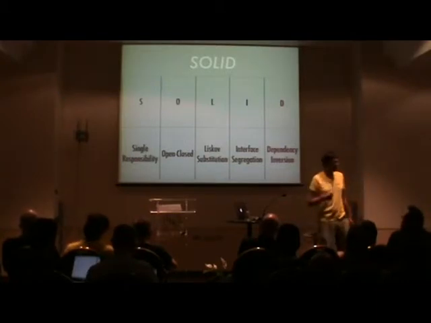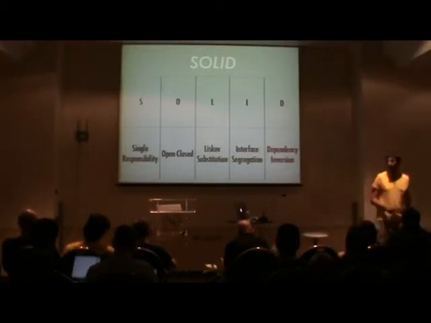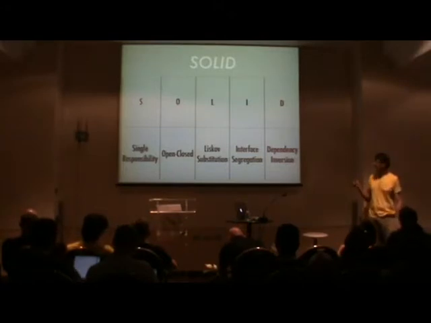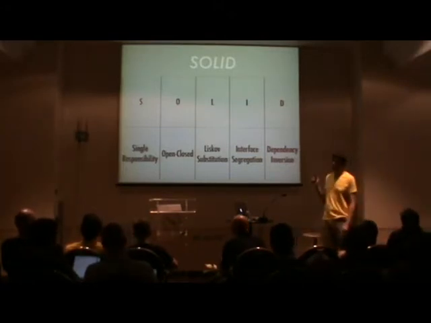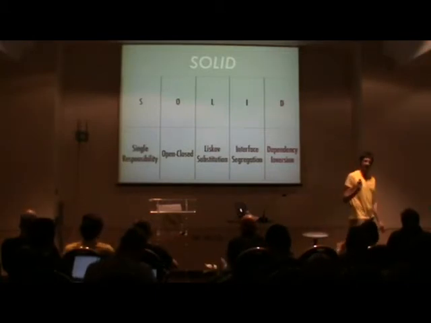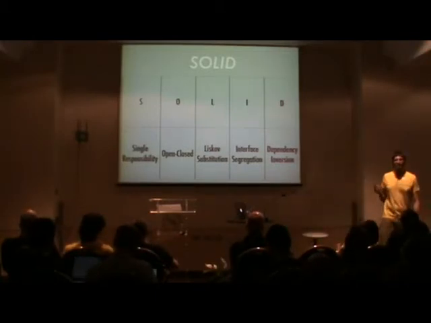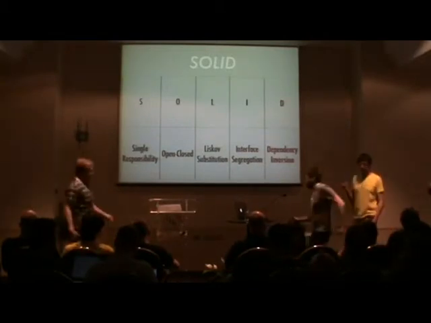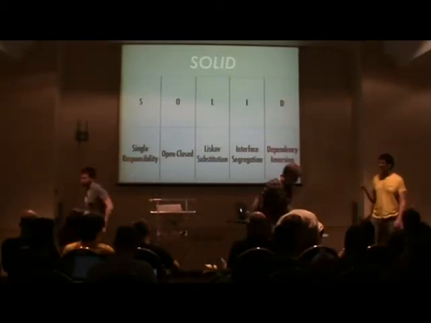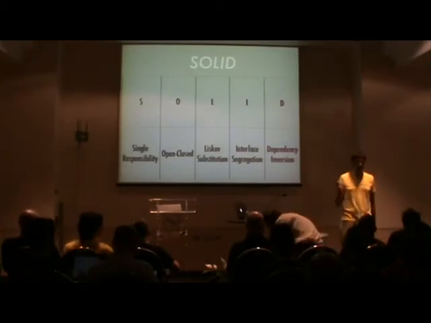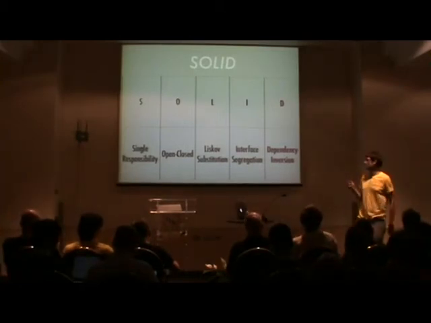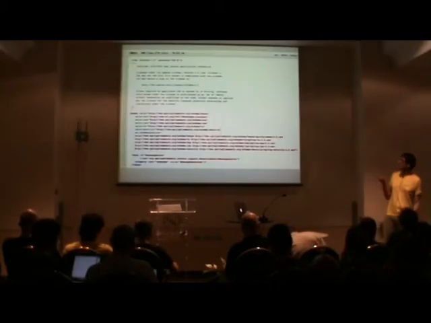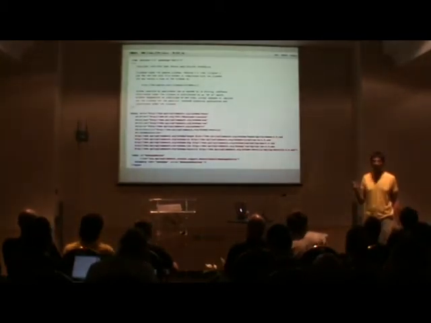So, the idea of inversion can be achieved by many means, one of which is dependency injection. Other means are, for example, the service locator pattern, or plugin, or mixins, some others like those. But I will focus just on dependency injection, which is not this.